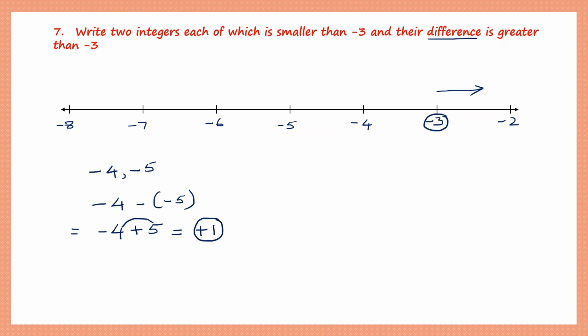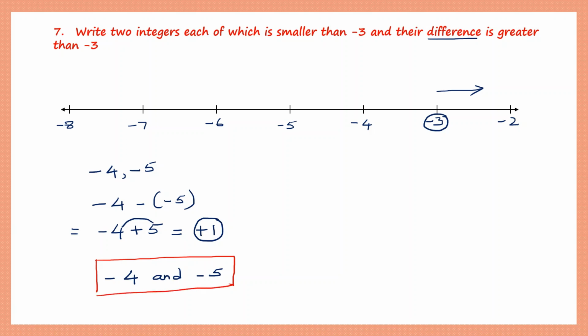And where will we find plus 1 on your number line? You will find it on the right hand side. That means that answer is greater than minus 3, isn't it? So what are the two integers that are smaller than minus 3? Minus 4, minus 5. And their difference is greater than minus 3. So what is our answer? Minus 4 and minus 5. These are two integers and they are smaller than minus 3. But when you subtract them, their answer is greater than minus 3.